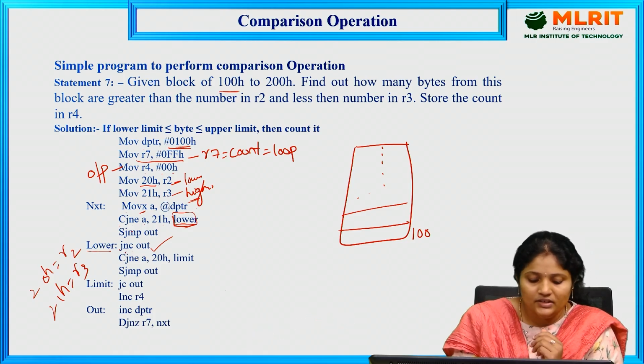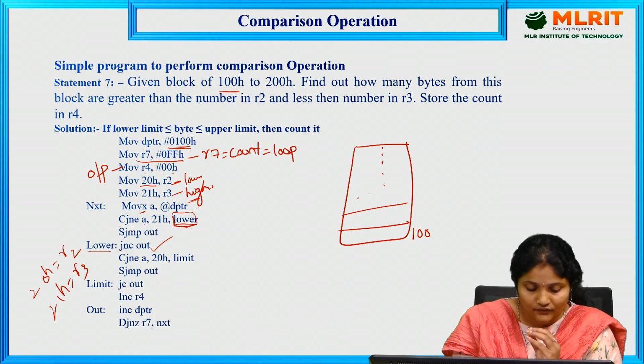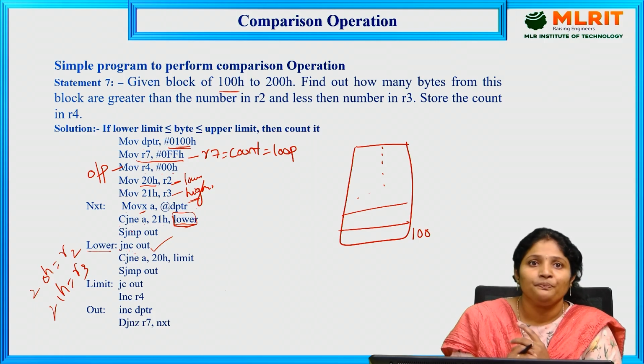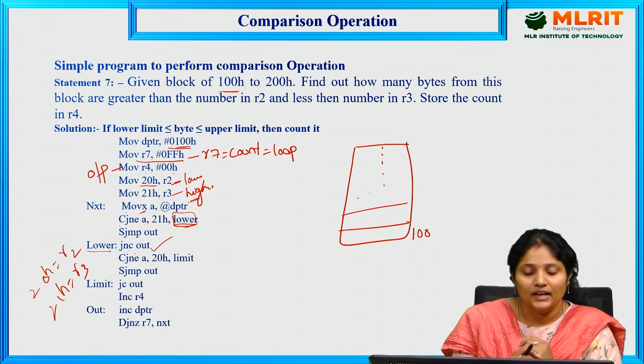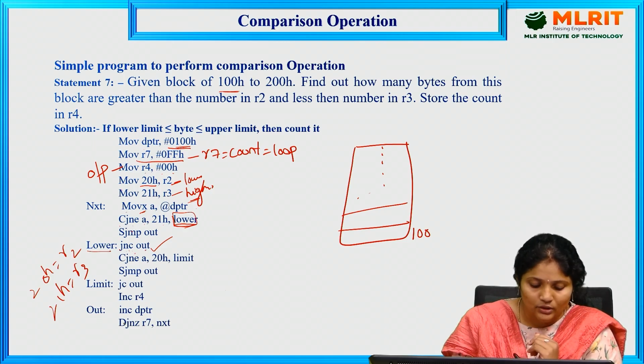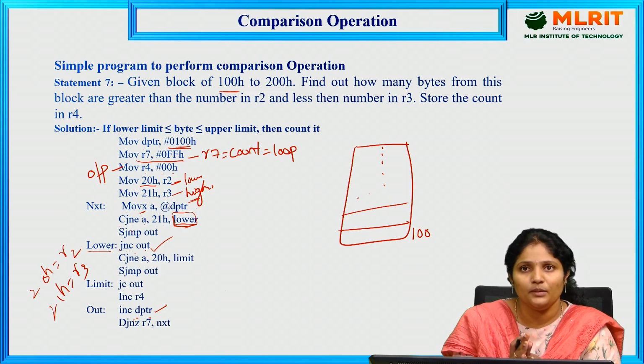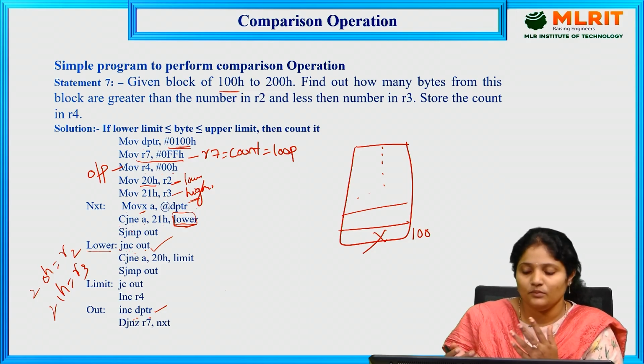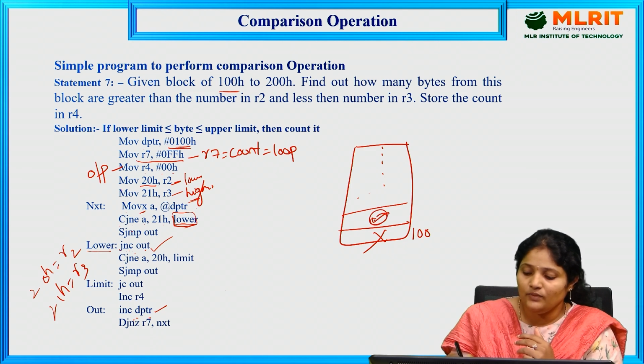Here I was checking jump if no carry is there. Jump if no carry means it will not fall under the condition, so it will go to out, and then the next DPTR will be incremented. The first one doesn't fall under the limit, so it will move to the next location and check this location.